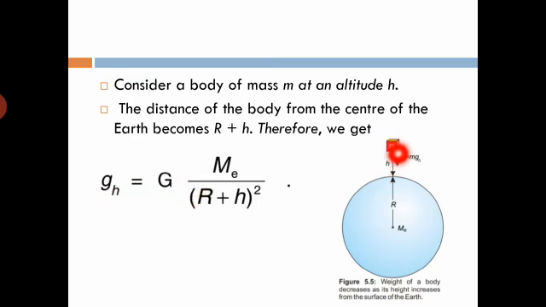Similarly, if we take the object at an altitude equal to 2 earth radius, then we put the value of h equal to 2r. It becomes r plus 2r, which gives 3r. When we take the square of 3r, it becomes 9r square. This shows that when we take the object at an altitude of 2 earth radius, then the value of g, acceleration due to gravity, becomes 1/9 of the gravity at the sea level.